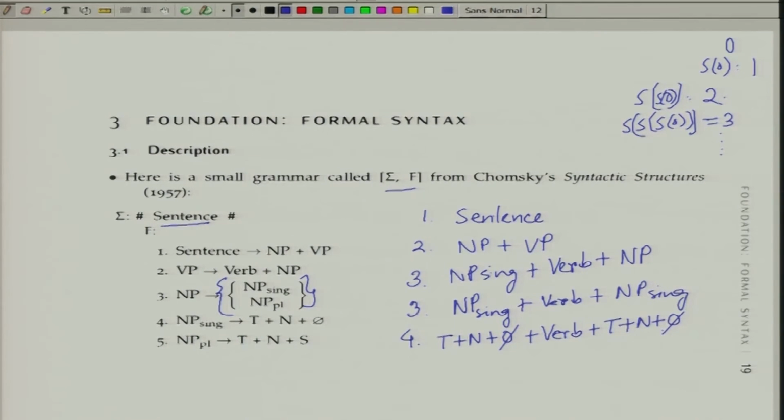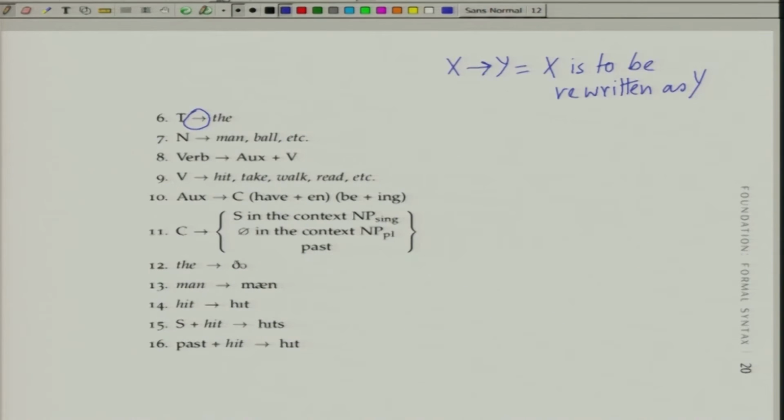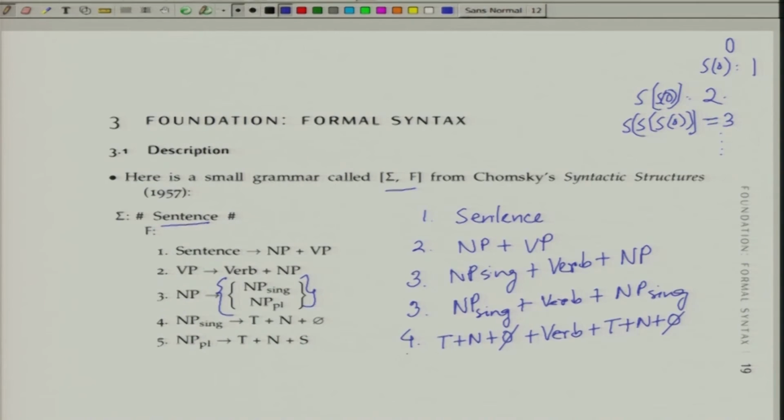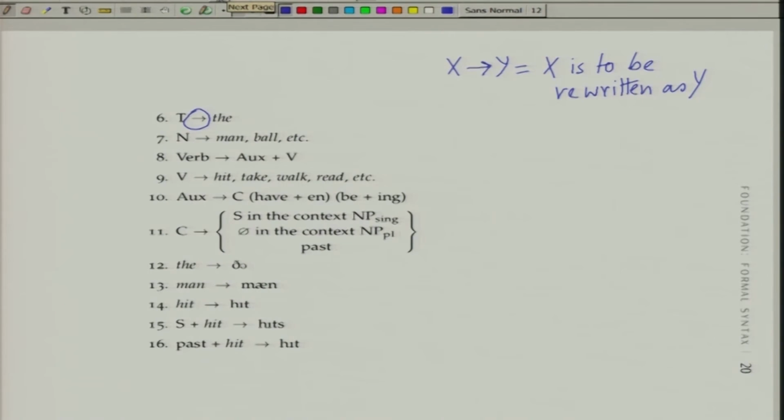Then what is a verb? Now we can see that a verb is aux plus V. We get back to the old format, and I rewrite this line as T plus N plus nothing plus AUX plus V plus once again T plus N plus nothing. Now this is once again compulsory. I couldn't have done anything else here. Verb goes to aux plus V. But what is aux? This is very interesting.